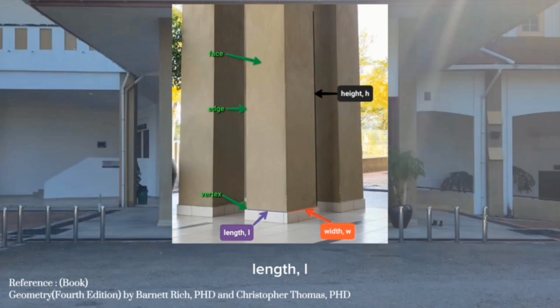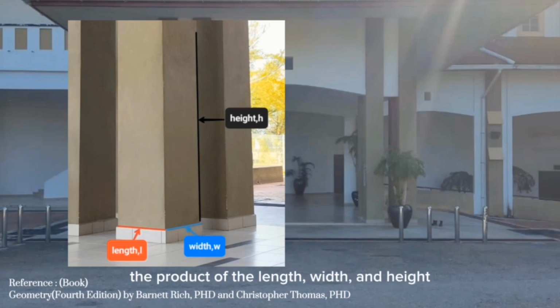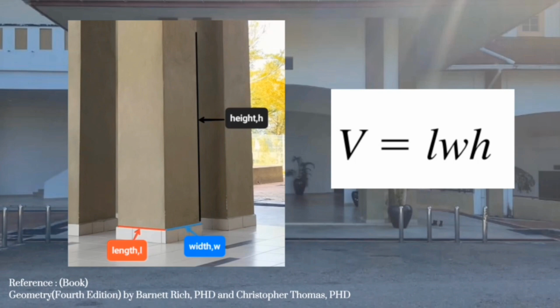Length L, width W, and height H. The formula for the volume of a cuboid is the product of the length, width, and height. V equals L times W times H.